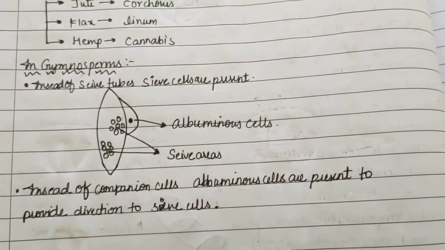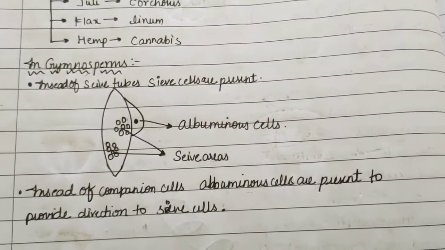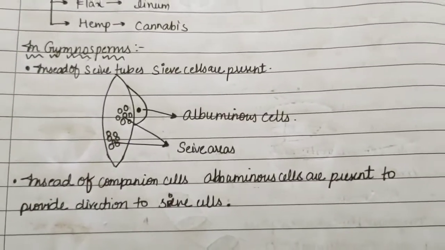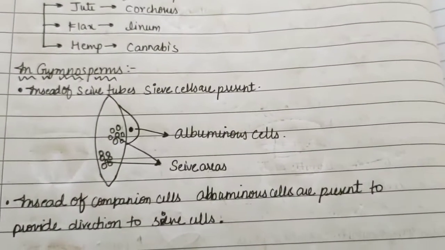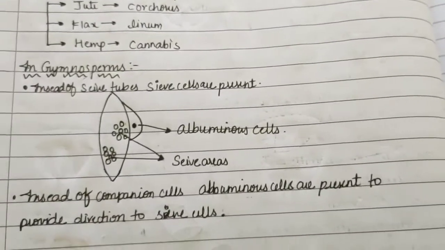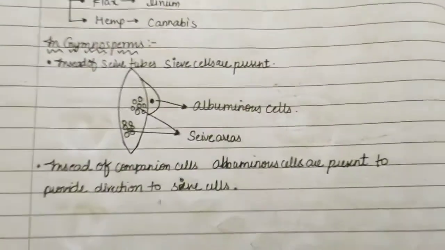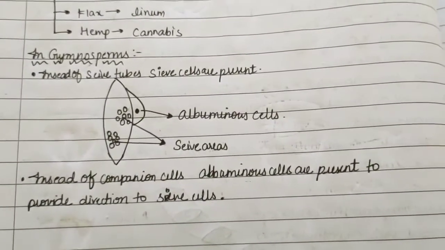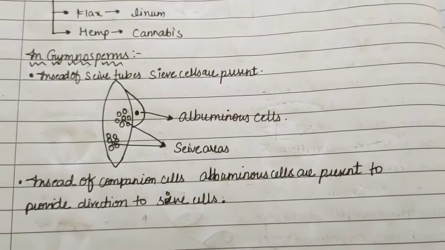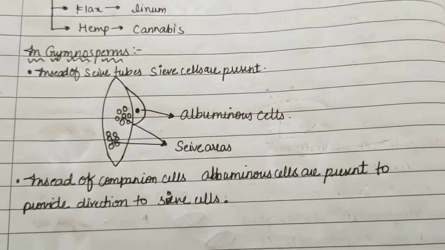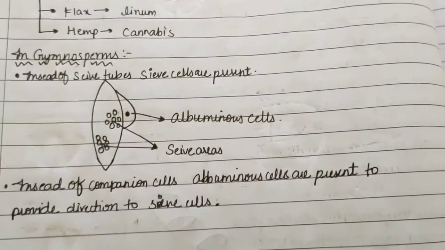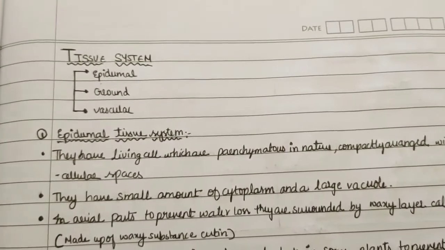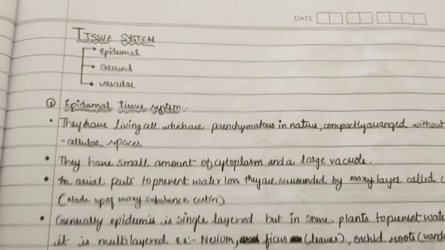Instead of sieve tubes, here sieve cells are present, and clusters of sieve cells are known as sieve areas, where we do not have companion cells. Instead of companion cells, we have albuminous cells, which are linearly attached to the sieve cells. They act as companion cells and provide direction to the sieve cells.